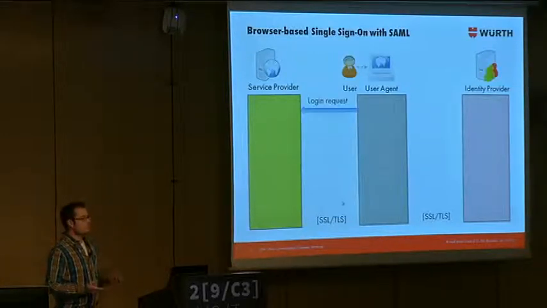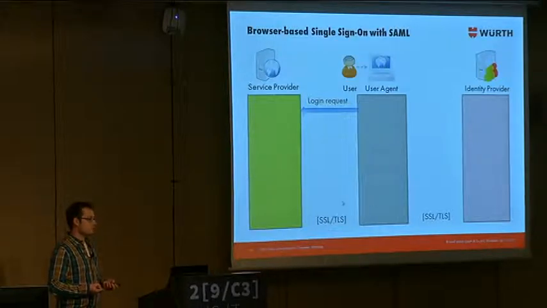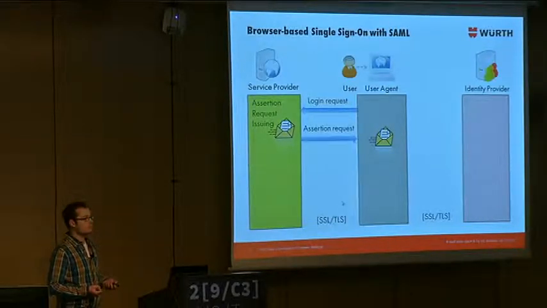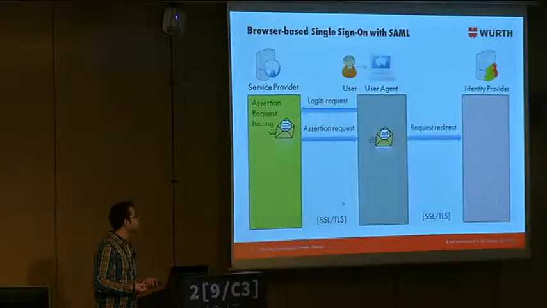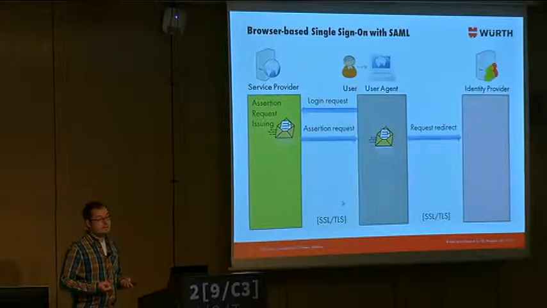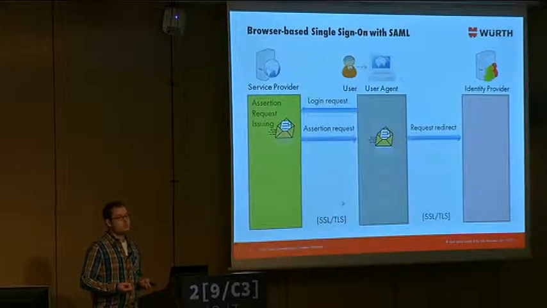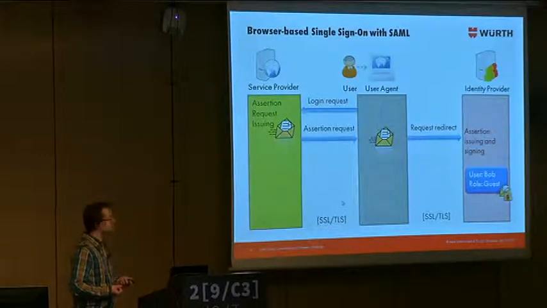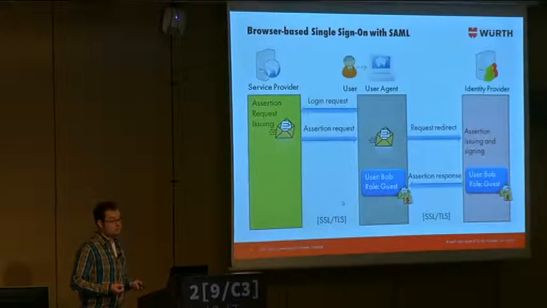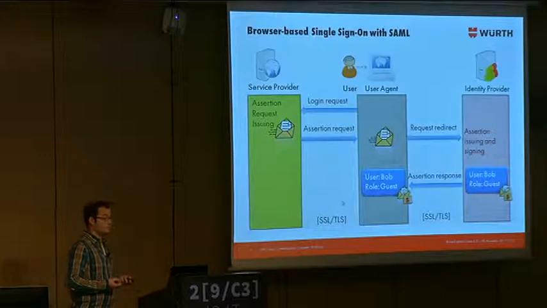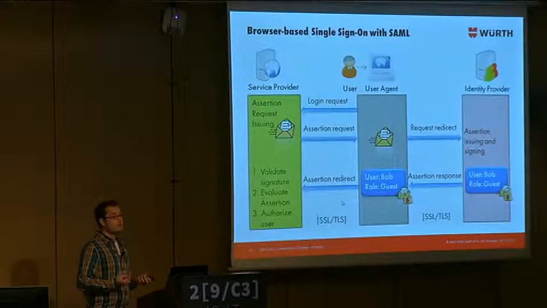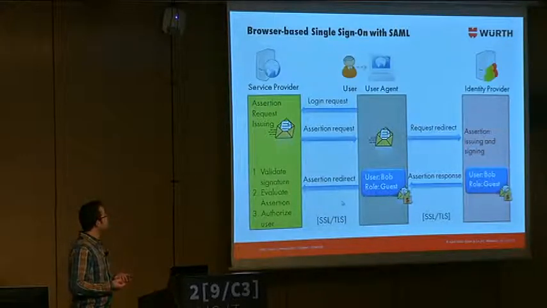First, the user navigates his user agent to a protected resource on the service provider. The service provider then issues an assertion request and sends this request back to the user agent, and it gets automatically forwarded to the identity provider. The identity provider then authenticates the user by any means and issues a SAML assertion, which is additionally signed by an XML signature. In our example, the issued assertion is for user Bob, with the role guest. This assertion then gets sent back to the user agent, and the user agent automatically forwards the assertion to the service provider. The service provider first validates the signature in the assertion, and then evaluates the content of the assertion. And third, the user gets authorized.